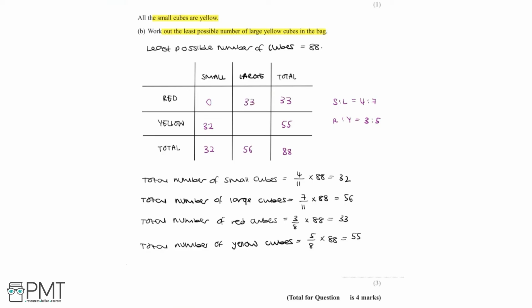Now we know that the total number of yellow cubes is equal to 55. There are 32 small yellow cubes, and so the total number of large yellow cubes must be equal to 55 take away 32, leaving us with an answer of 23. Now part B asked us to work out the least possible number of large yellow cubes in the bag. Looking at our table, we've found that the number of large yellow cubes is equal to 23, and so we can say that the least possible number of large yellow cubes in the bag is equal to 23.